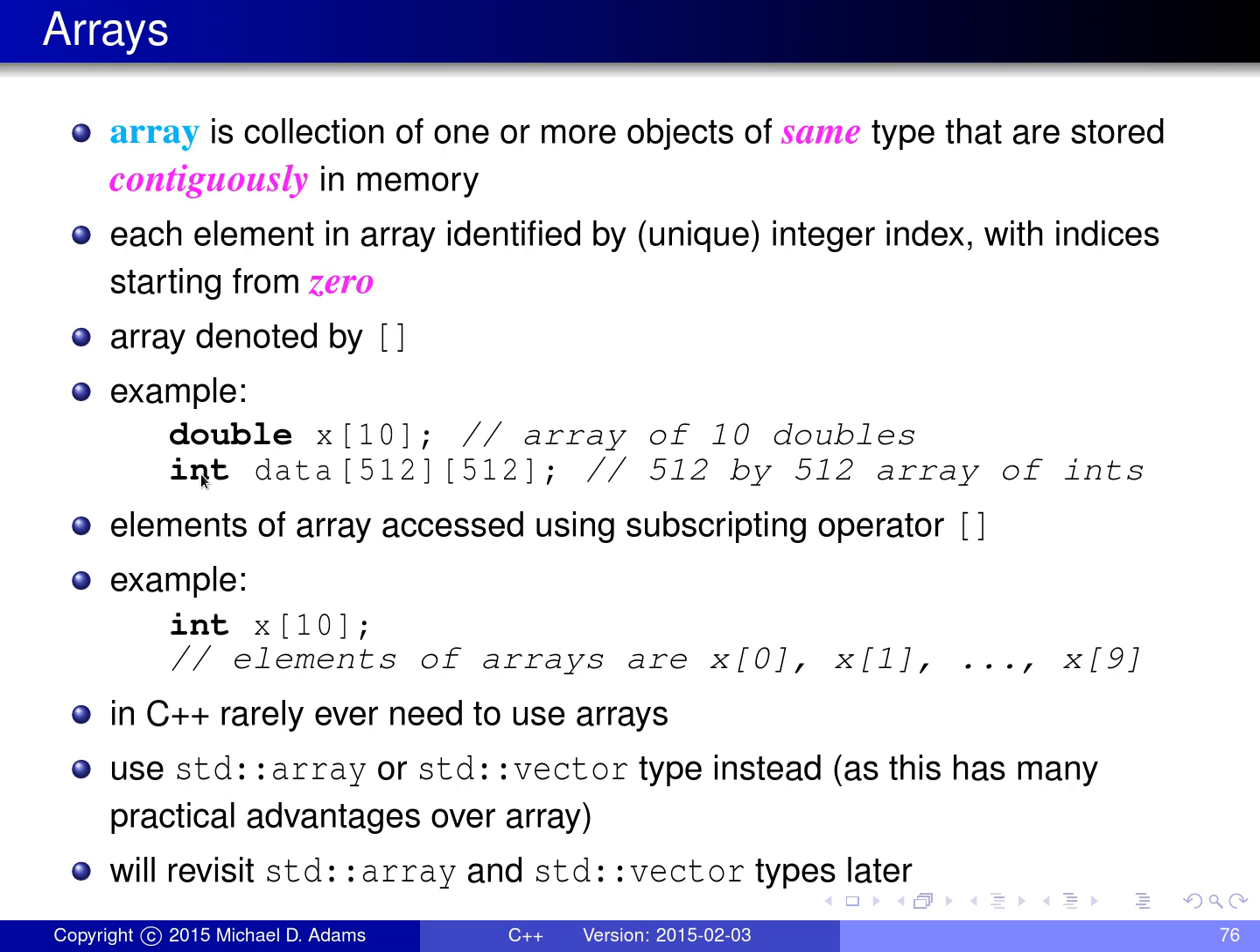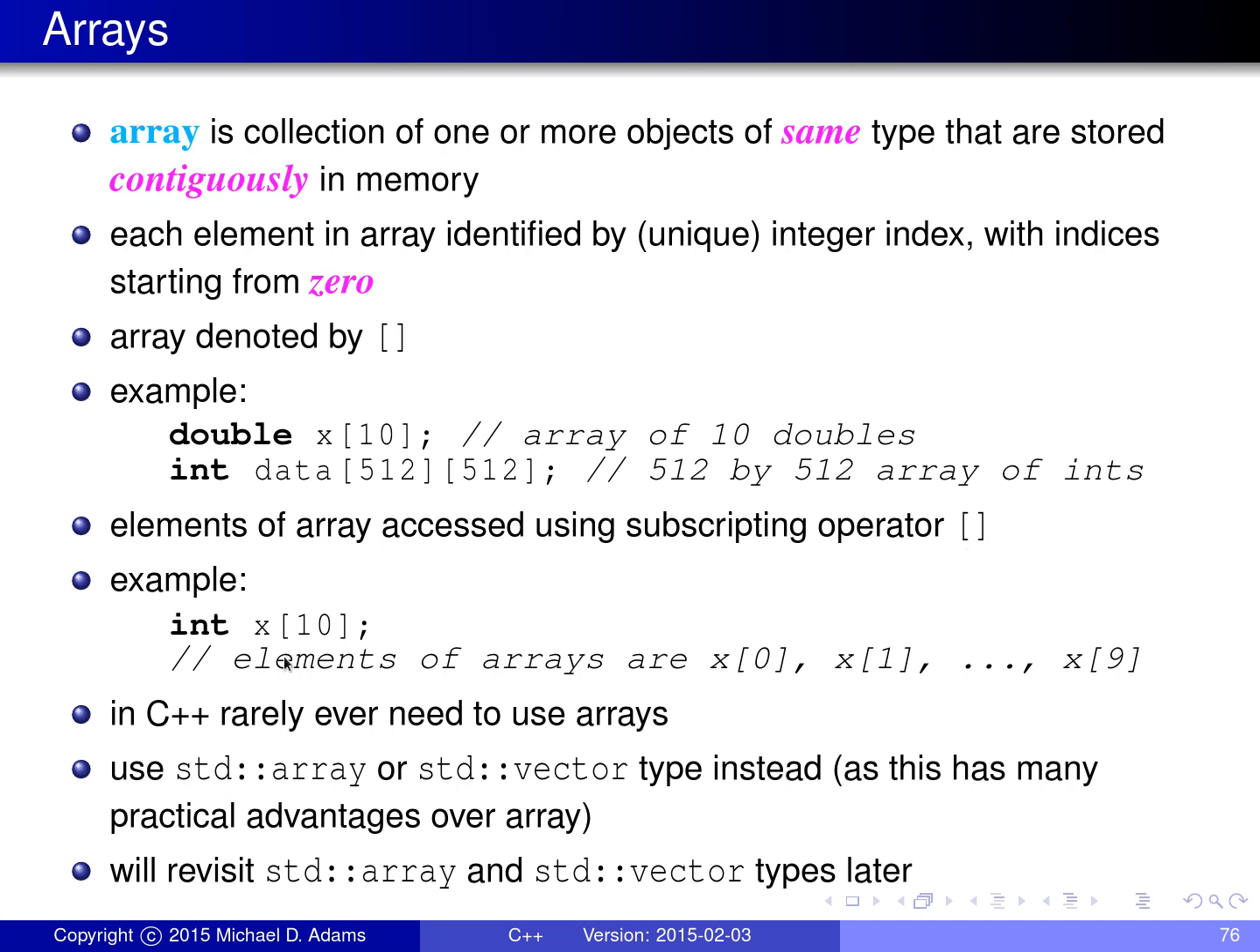So some examples of arrays would be the array which we're calling X here. It's of type double, and there are 10 doubles in this array. So this would allocate storage for 10 doubles in memory. They're all consecutive in memory, and they're indexed from 0 to 9. Here we have an integer array. It's a two-dimensional array, so it's a 512 by 512 array, which is storing ints, in other words integers, and it's called data. And if you want to access elements in the array, you use the subscripting operator, which uses square brackets.